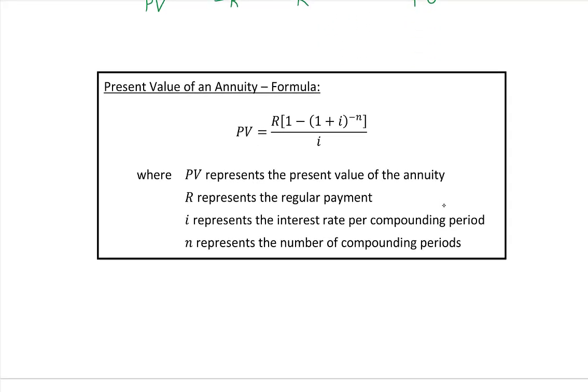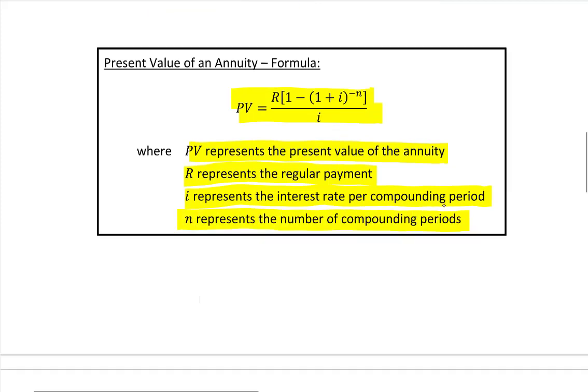Notice the formula for the present value of an annuity is PV equals R times 1 minus (1 plus i) to the negative n, all divided by i. In this formula, you see that the exponent is negative, because remember that present value is the amount of money that you borrowed or started with, so it's got to take off all the interest, so that's what the negative n does. PV represents the present value of the annuity, R represents the regular payment for that loan, or how much money you withdrew from an account on a regular basis. i represents the interest rate per compounding period, and n represents the number of compounding periods. So let's go through a few examples.